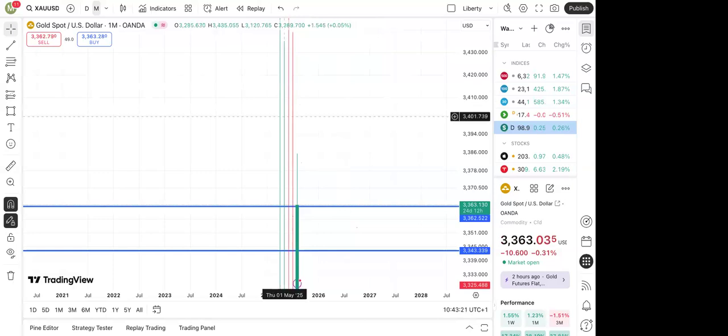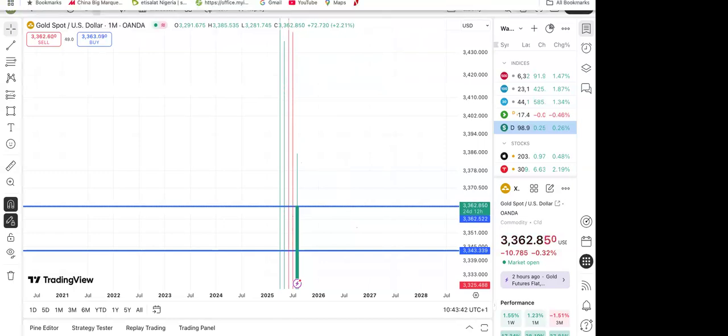So please, can you see my screen? I'm sharing. I'm on gold. And first of all, as a trader, we've checked today, and there is no high impact news as of now.